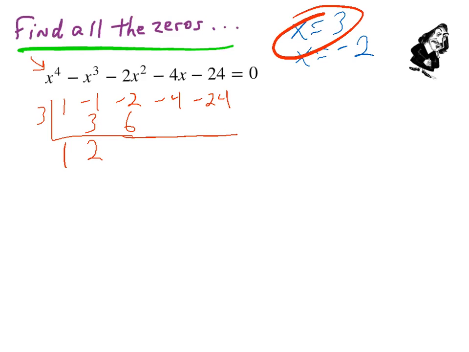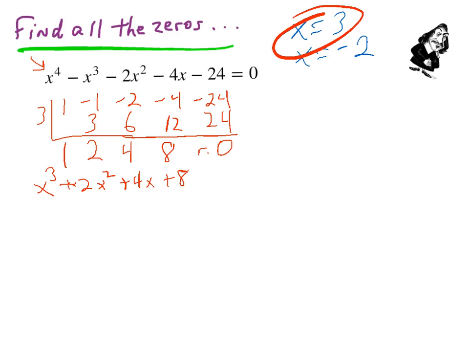We add up that column, we get 6 minus 2 is 4. 4 times 3 is 12. 12 minus 4 gives us 8. And then we multiply that 8 by 3 and we get 24. And like I would expect, we add that up and we get a remainder of 0. Okay? Because you're dividing at a root, the remainder should be 0. Which leaves us with this depressed polynomial. We now have an 8. We have a 4x. We have a 2x squared. And we have a 1x to the third.